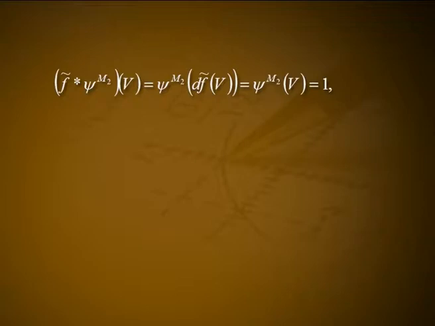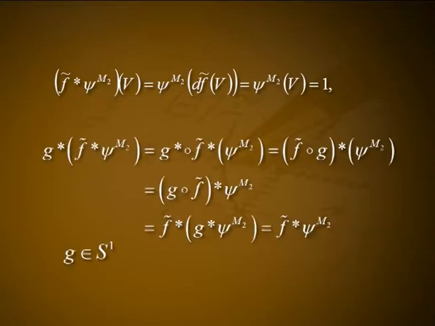To check the connection is preserved, we use the uniqueness of the Riemannian connection. Note that f tilde star psi raised to M2 is a connection form on S(M1), since f tilde star psi raised to M2 of V is equal to psi raised to M2 of d f tilde of V, which is equal to psi raised to M2 of V, which is equal to 1. G star f tilde star psi raised to M2 is equal to G star composite f tilde star psi raised to M2, which is equal to f tilde composite G star psi raised to M2, which is equal to G composite f tilde star psi raised to M2, which is in turn equal to f tilde star g star psi raised to M2, which is equal to f tilde star psi raised to M2 for each g element of S1.